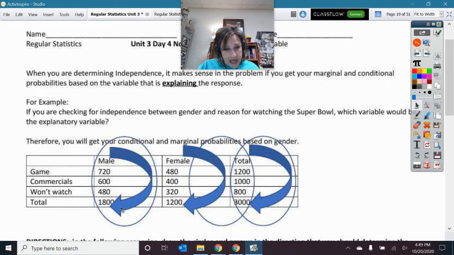So we had our 1,800 males, and that was our denominator for the conditional upon you being a male. 1,200 females, conditional upon you being female, and so on. And then out of 3,000 total, that became our marginal fractions. All right, let's look at a new one.